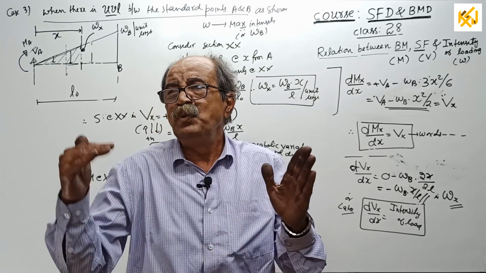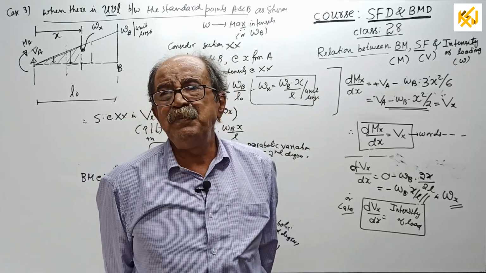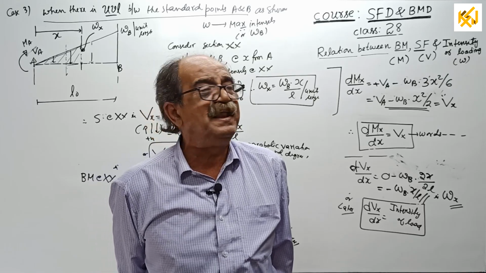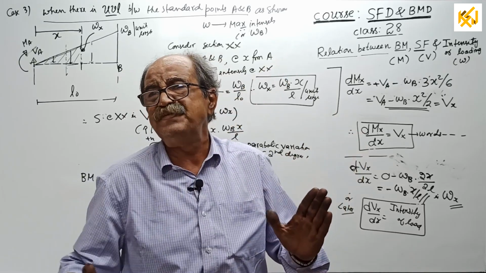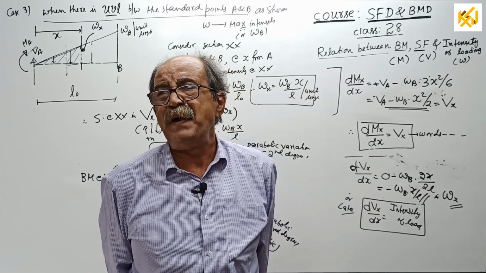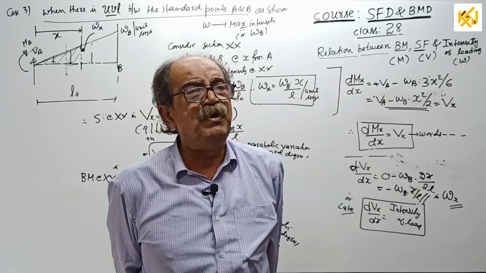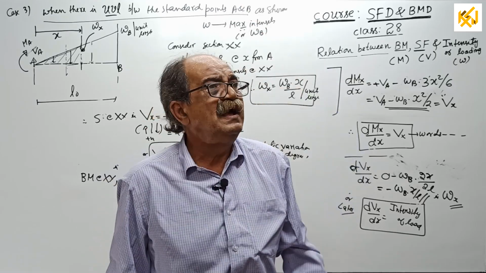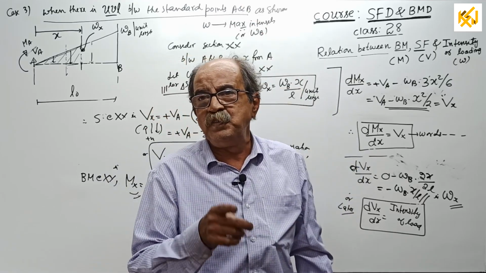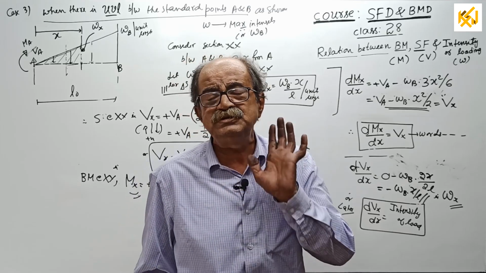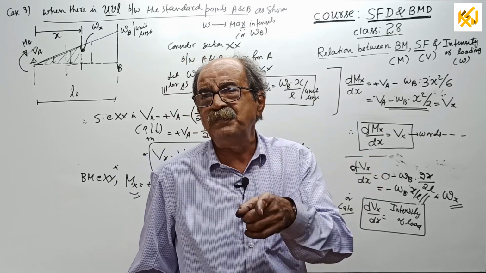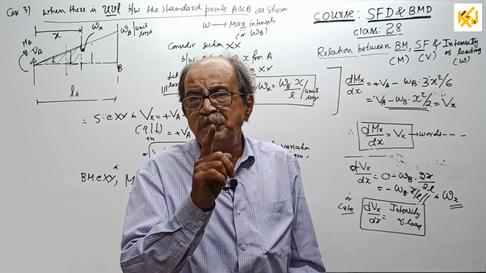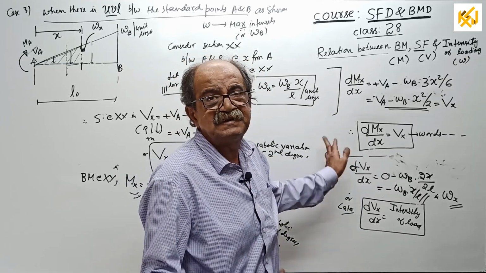Next, if UDL is there, shear force will be linear, and Bm variation is parabola of second degree. If uniformly varying load is there, shear force variation will be parabola of second degree, and Bm variation is parabola of third degree. And in all the cases, remember, rate of change of bending moment equals shear force, and rate of change of shear force is equal to intensity of load. What it means, I will tell in the next class.